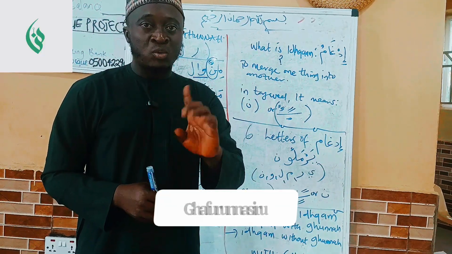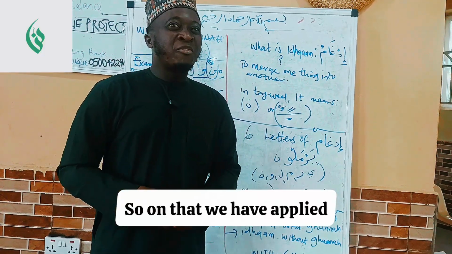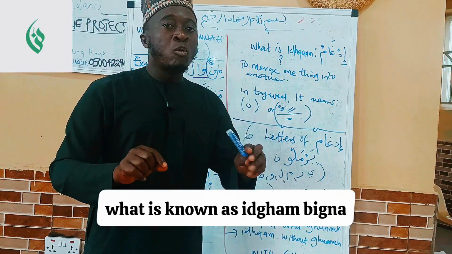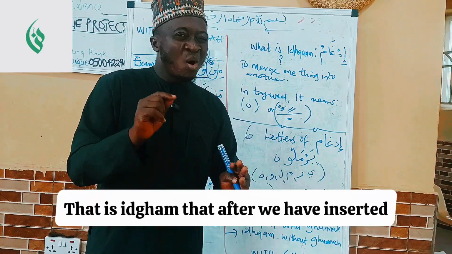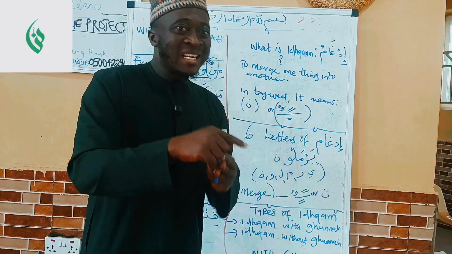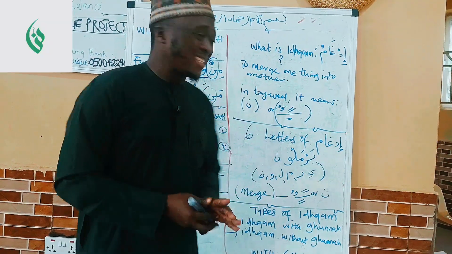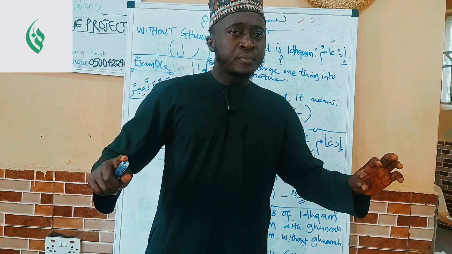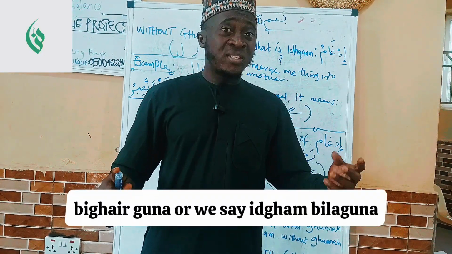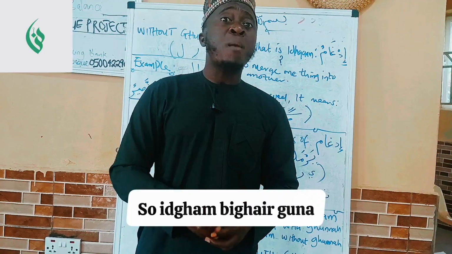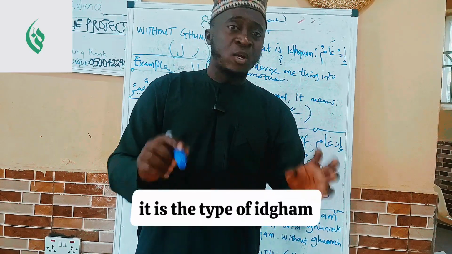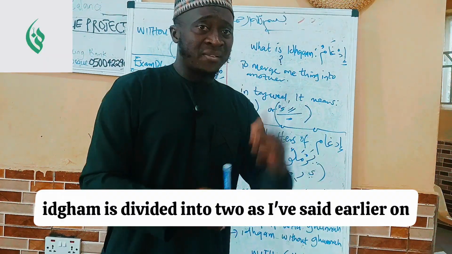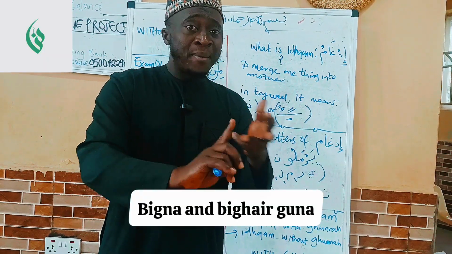Ghafurun Nasir. On that we have applied what is known as idgham bi Ghunnah. That is idgham, where after we have inserted, we also do Ghunnah. Now we have idgham bi ghairi Ghunnah, or we say idgham bila Ghunnah. Idgham is divided into two, as I've said earlier on: bi Ghunnah and bi ghairi Ghunnah.